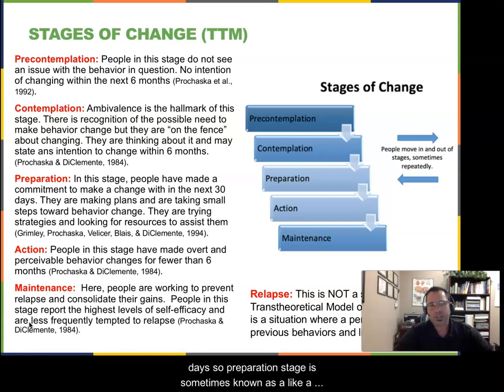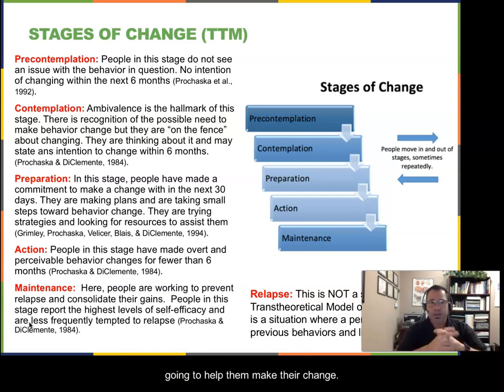The preparation stage is sometimes known as a transition stage. They have resolved their ambivalence. They're no longer sitting on the fence. They're in the process of making a decision, and they may even be trying small changes on their own. Maybe they've cut back their drinking a little bit. Maybe they've started to go to an AA meeting once or twice. So they're experimenting with little changes. Maybe they've called an outpatient program, and they're looking for resources or trying to figure out some strategies that are going to help them make their change.